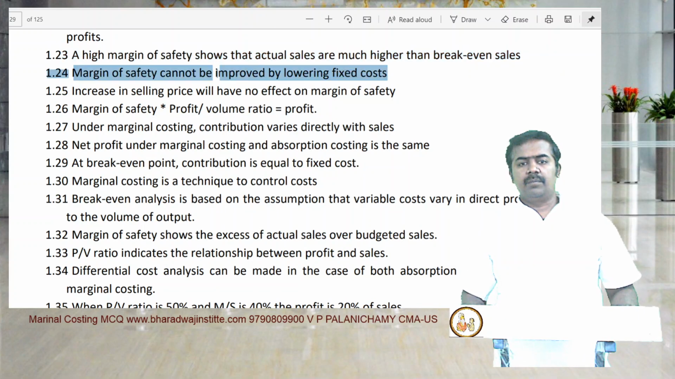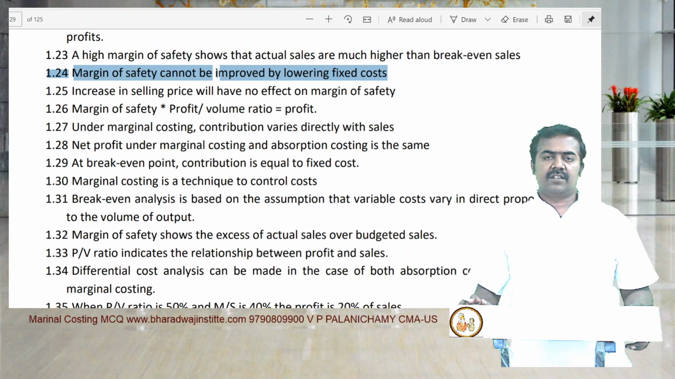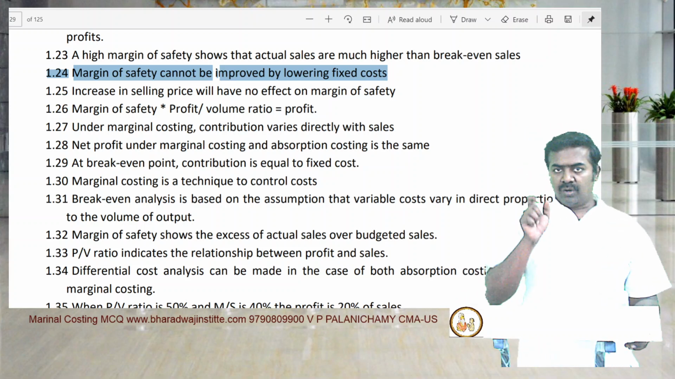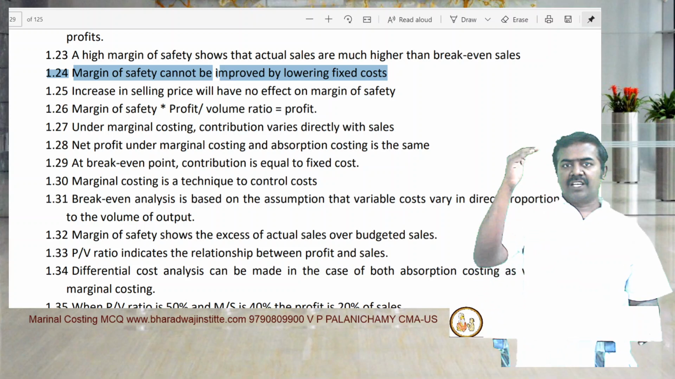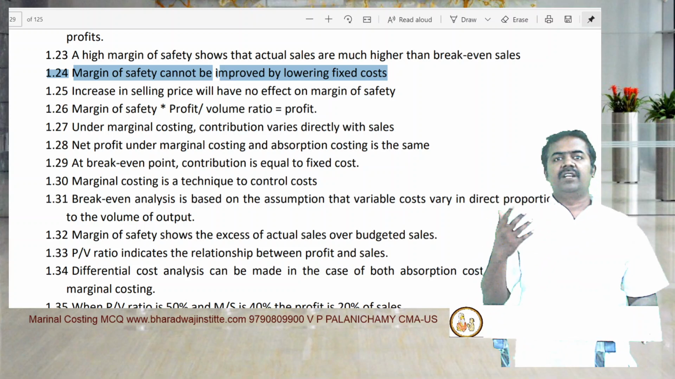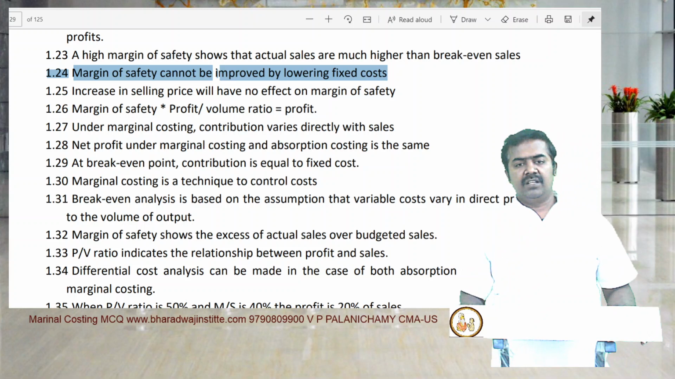Margin of safety cannot be improved by lowering fixed cost. False. When you lower the fixed cost, break-even point will come down. So actual sales minus break-even point will give us more margin of safety. It is false. It can be improved. That's why it is false.